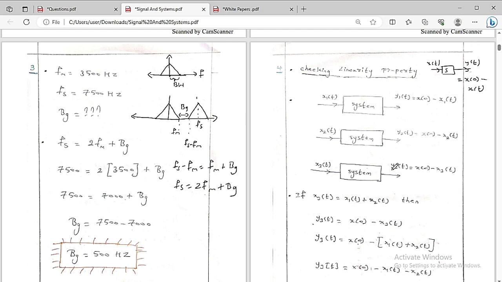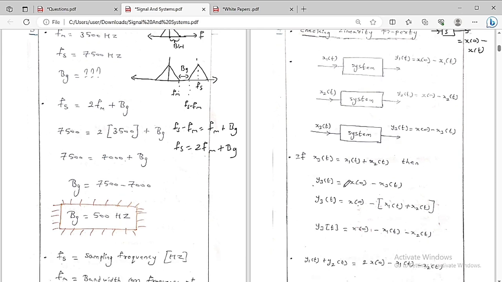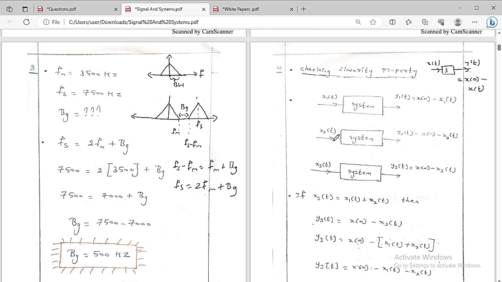So now I am going to apply the superposition principle. If x3 of t is equal to x1 of t plus x2 of t, meaning the present input is a summation of the two previous inputs, then the output should be equal to the summation of the two previous outputs. Then only can we say the given system is linear, otherwise it is a non-linear system. So let us see whether it is satisfying or not.